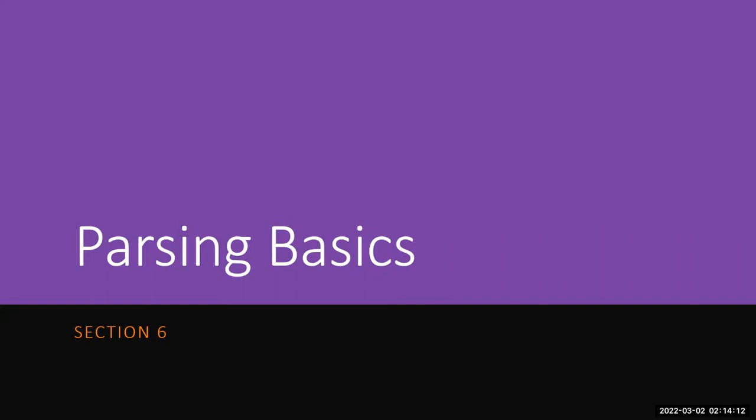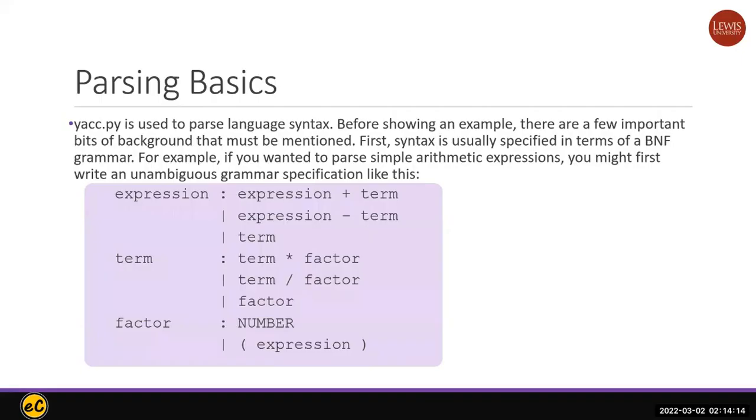Session 6, parsing basic. We have finished the tokenization. Now let's look at the parsing. Yacc.py is used to parse language syntax. And as we mentioned before, it is using the SR grammar rules, and you are using the extended Backus-Naur form to do it. So each production rule, you can write it down in this way.